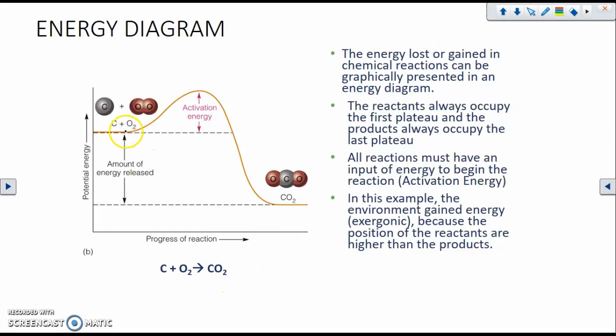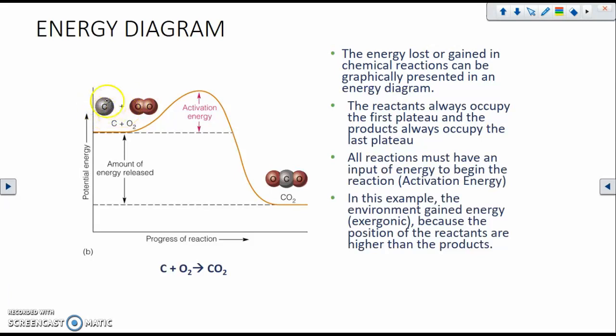Now, no reaction is going to occur without an input of energy. And that input of energy, folks, is you're trying to do the 3 things that we talked about in collision theory. You're trying to make them collide, you're trying to make them collide with sufficient energy, and you're trying to make them collide in the correct orientation. Those 3 things require energy.